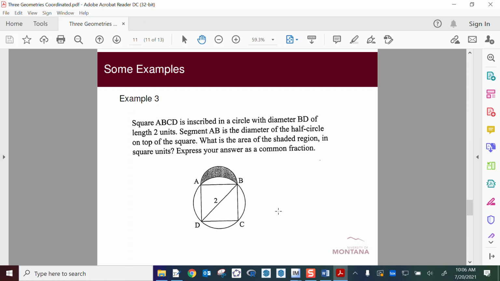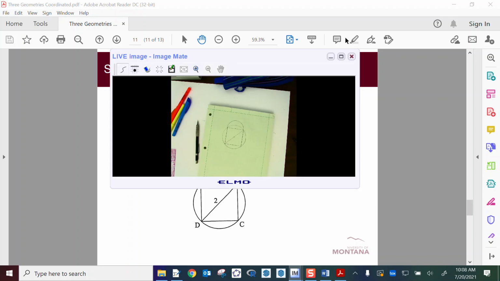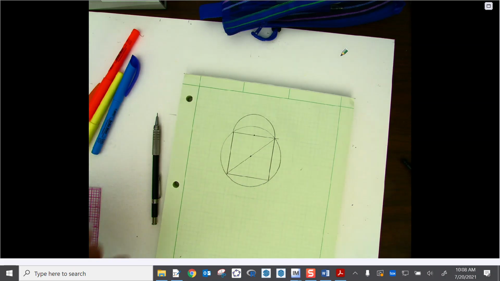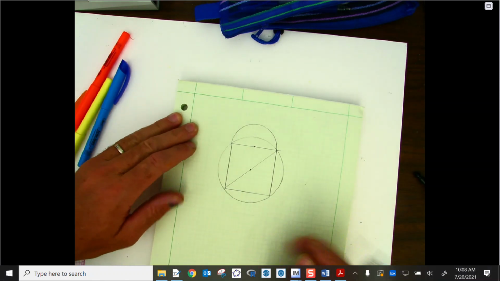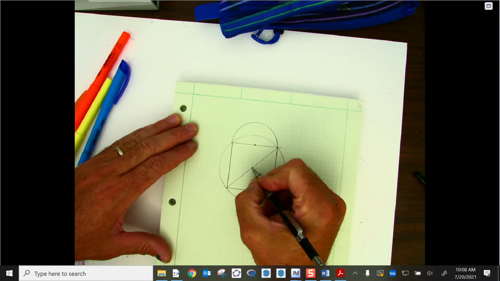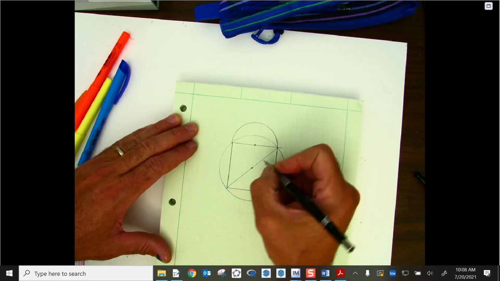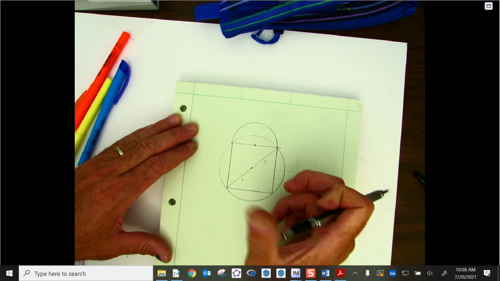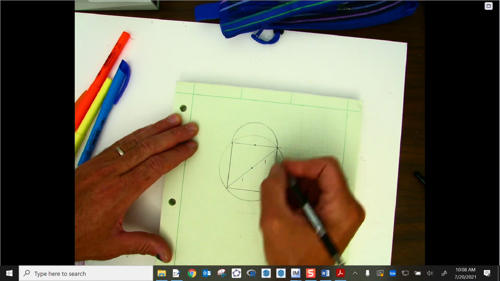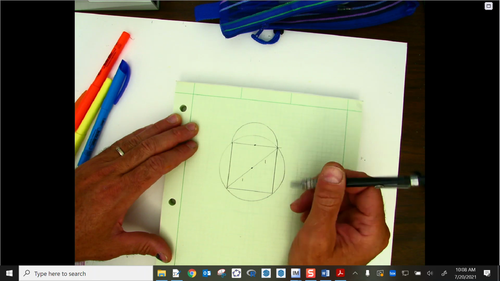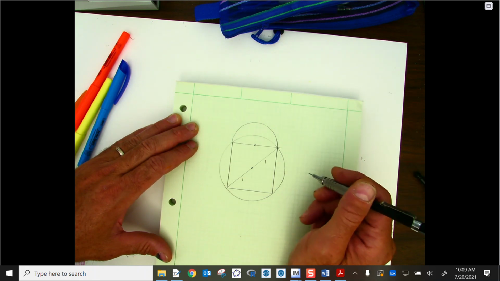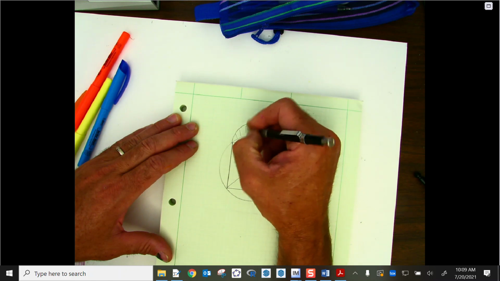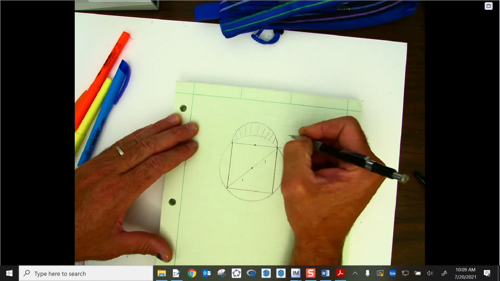Okay, so we need a picture of this first. So let's switch over to the Elmo cam. So here's a picture of what we have. We know that this distance is 2, and of course that's a diameter, so this is 1 and this is 1, and this thing is a square, so we know that all the sides are the same. And what we're trying to find out is the area of this region.